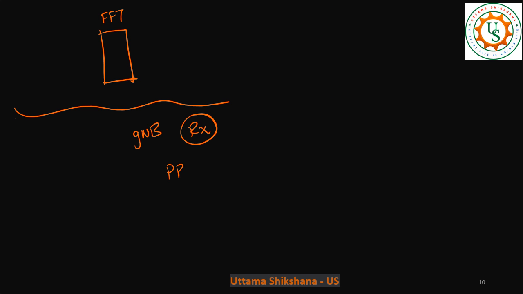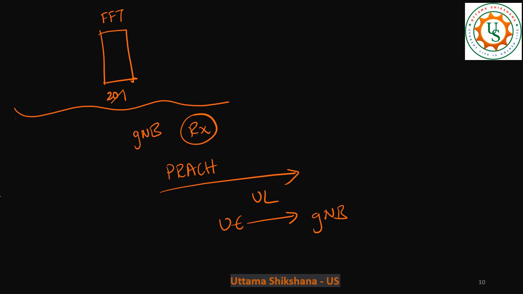So with that 2048, what do we do? We will perform the FFT operation at the receiver side, right? So these are all happening at the G node B receiver. I hope you got it. PRACH we are talking about is sent in the uplink, which means from UE to G node B. So G node B is the receiver, UE is the transmitter. So we perform a 2048 FFT, and finally we will get FD samples.